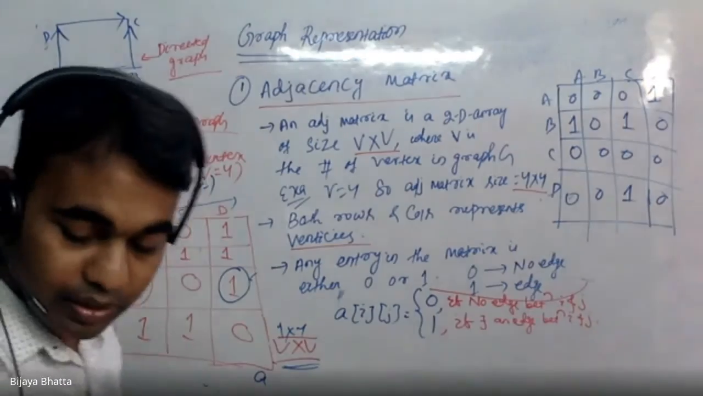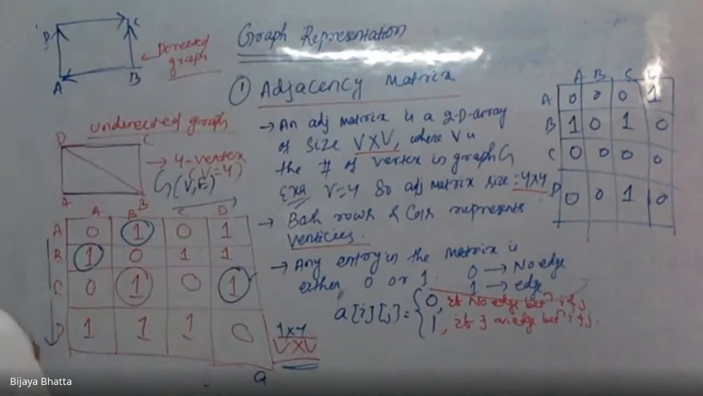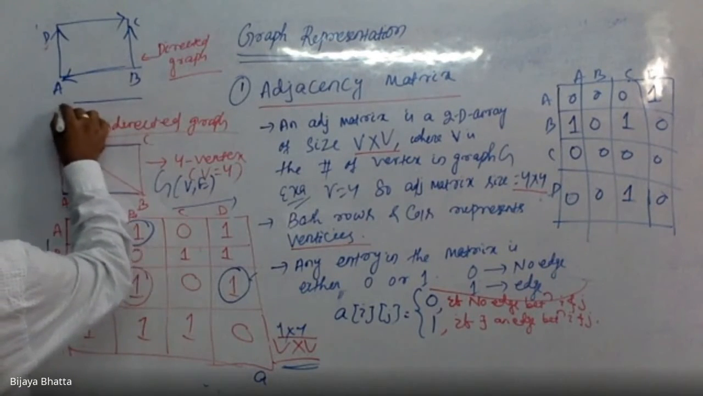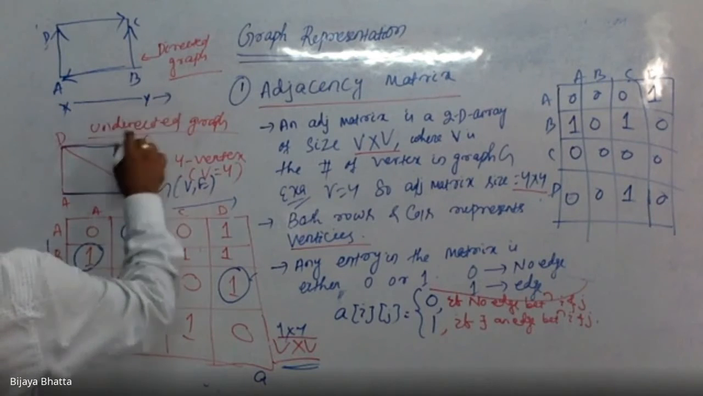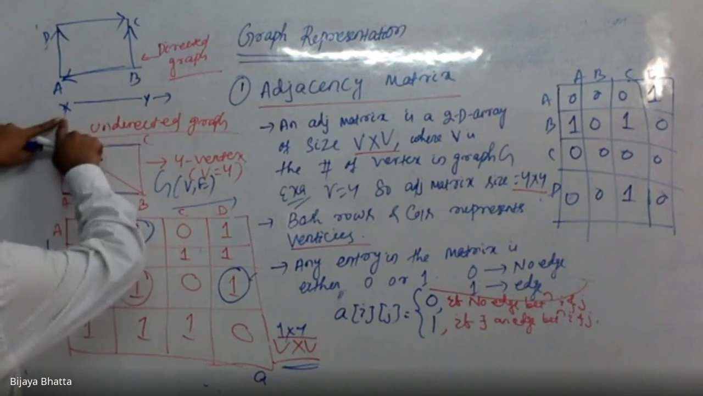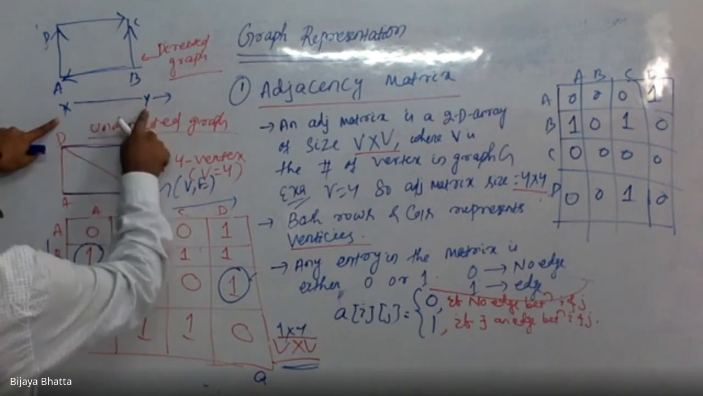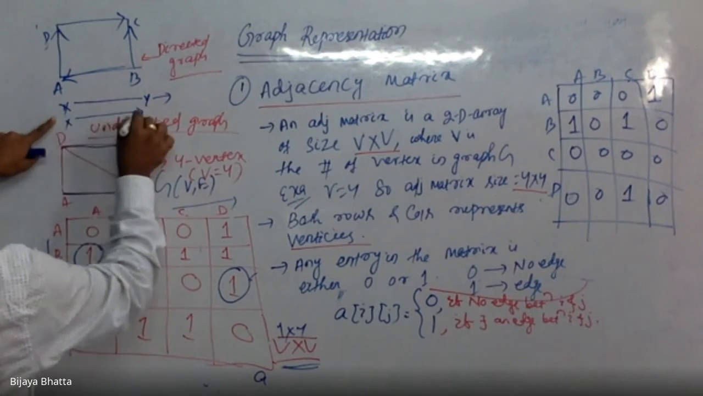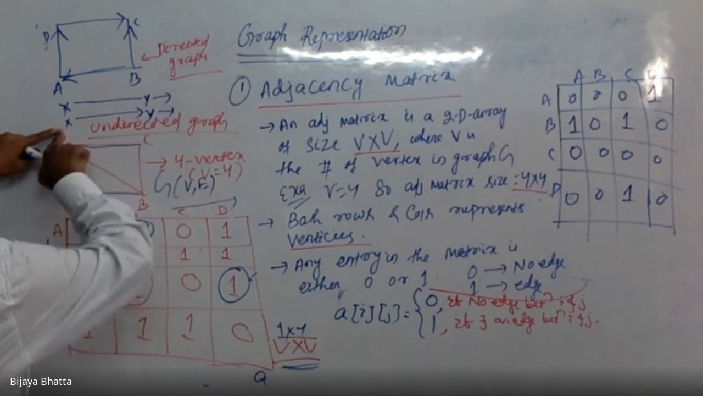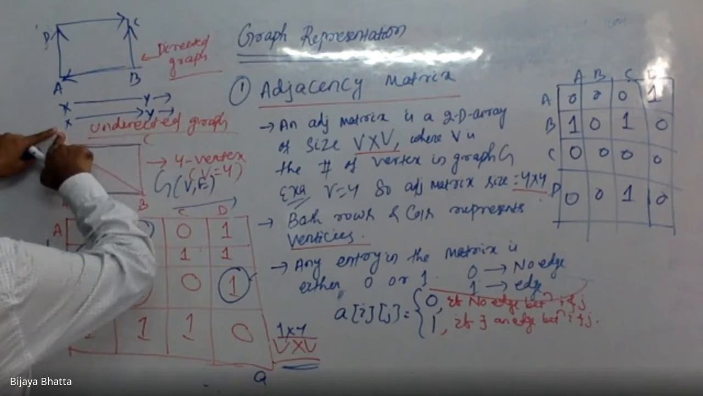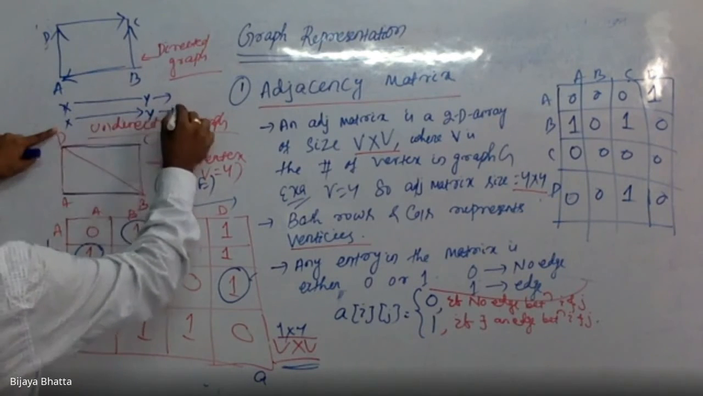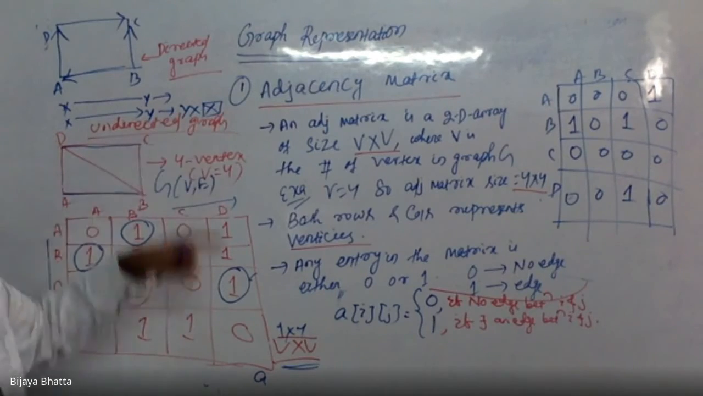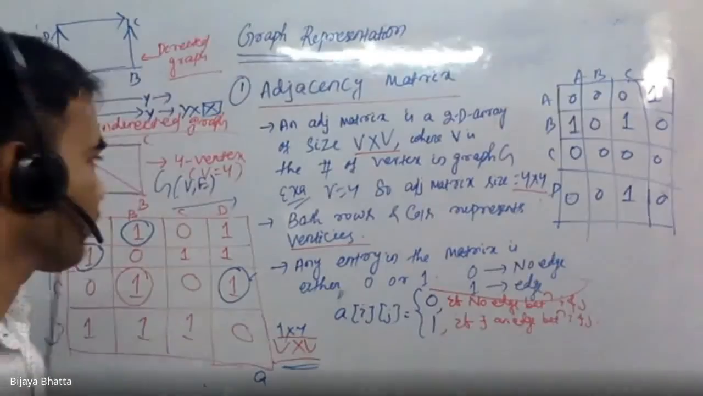So I hope it is pretty straightforward. This is my undirected one: if this is X to Y, it means there exists a path from X to Y. You can go from X to Y, and you can come back from Y to X. But if I write X to Y with a direction, you can go from X to Y, but you cannot go from Y to X, because there does not exist an edge.